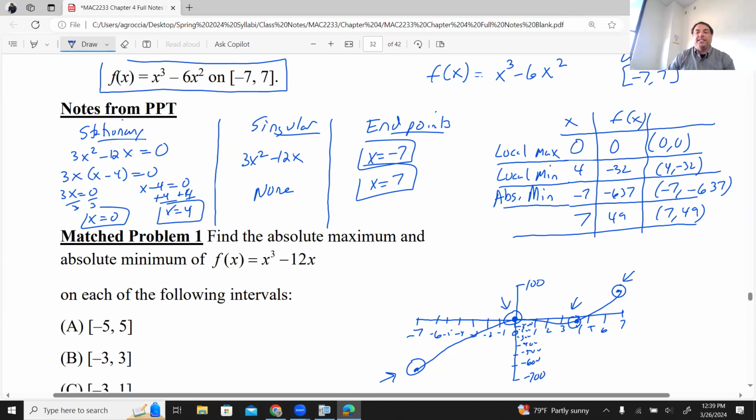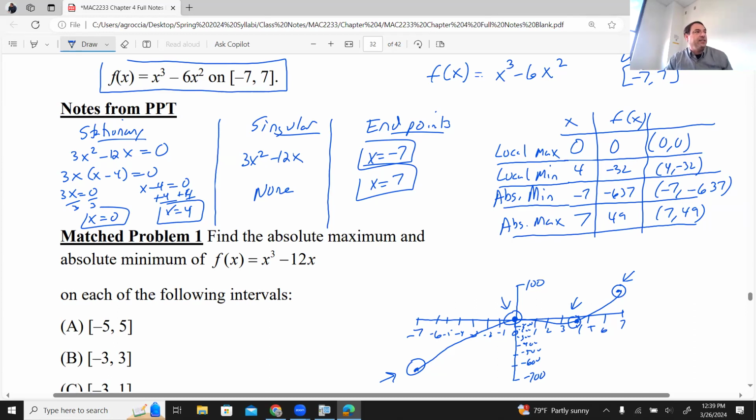And then what do we have at 7, 49? Absolute max. Now, I didn't give you a ton of time, but this was a straightforward one. And if you got it, fantastic. That means you know stationary, singular, endpoints. Hopefully you're comfortable with the algebra. Hopefully you're comfortable with the graphic.